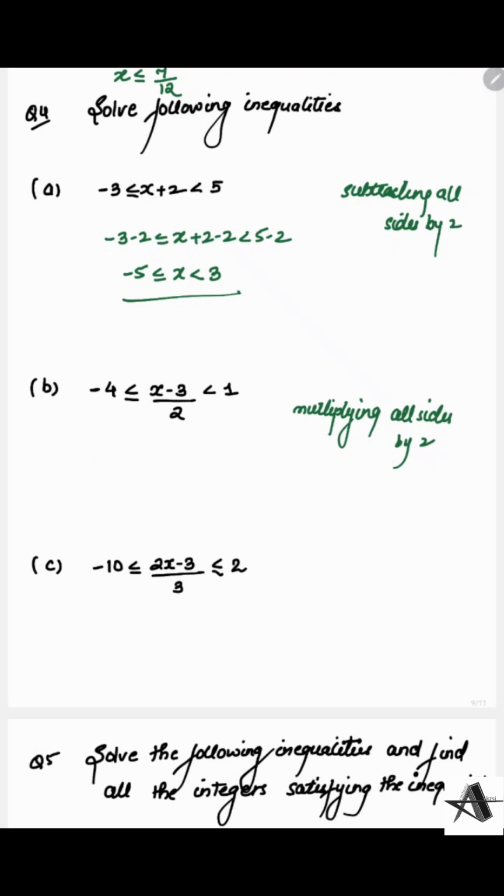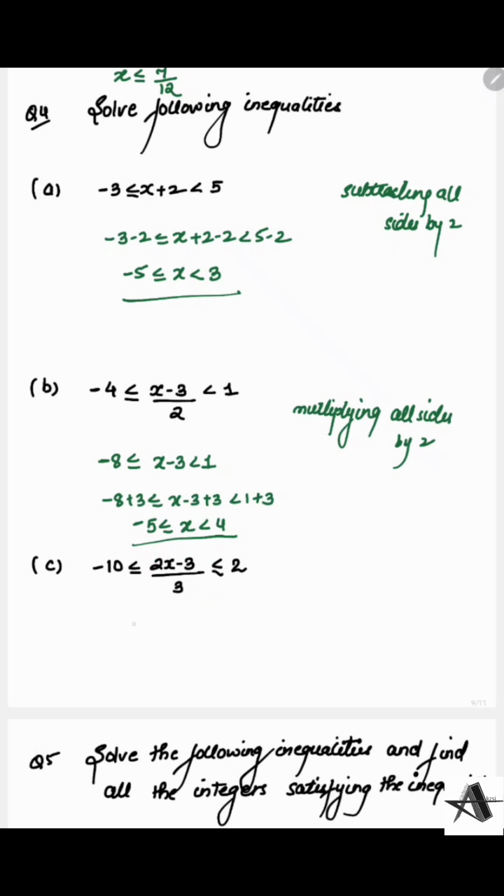So multiplying by 2, you'll get minus 8 less than or equal to x minus 3 less than 1. Now in order to isolate x, minus 3 is there, so I need to add 3. So it will be minus 8 plus 3 less than or equal to x minus 3 plus 3 less than 1 plus 3. So this will give me negative 5 less than or equal to x less than 4. This is the final answer. Here multiplying all the sides by 3, because this is whole divided by 3.